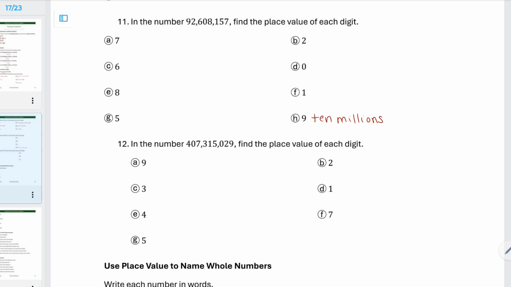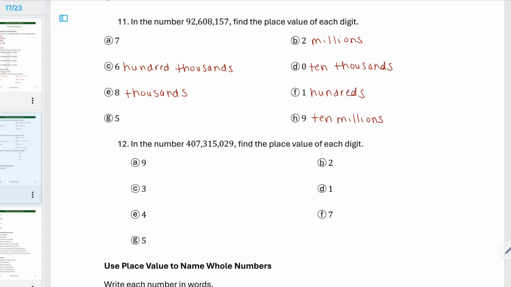Let's go to the 2 and write the millions place. Let's go to the 6 and write the 100,000s place. Go to the 0, and that is the 10,000s place. Go to the 8 for the thousands. The 1 is in the hundreds place. The 5 is in the tens place, and the 7 is in the ones place.